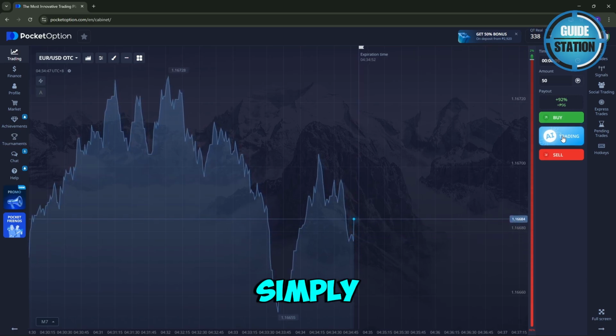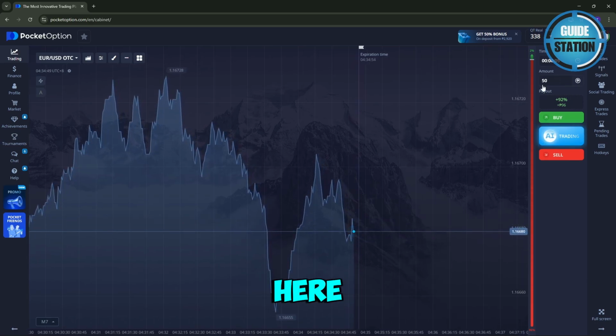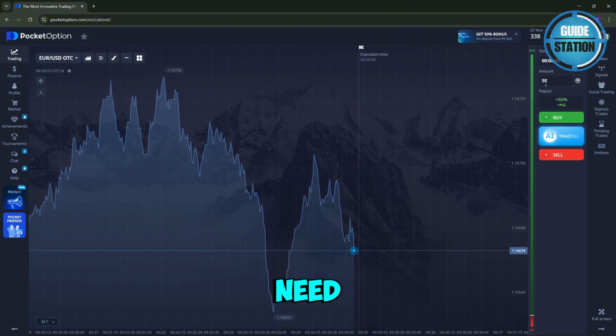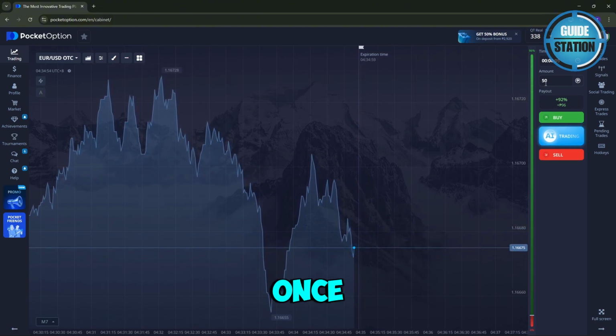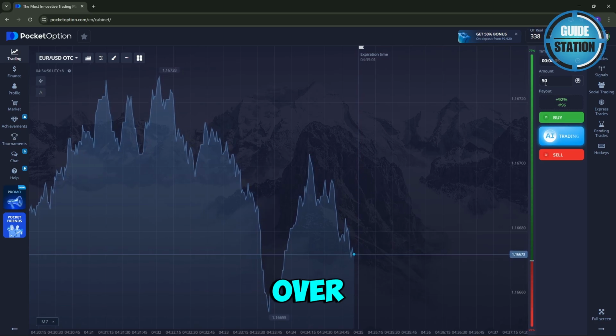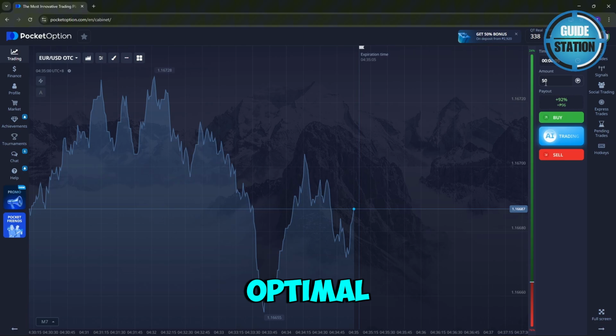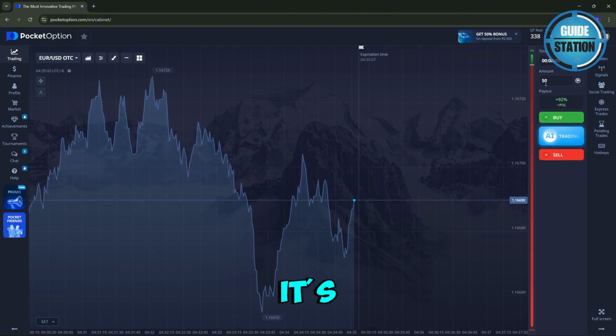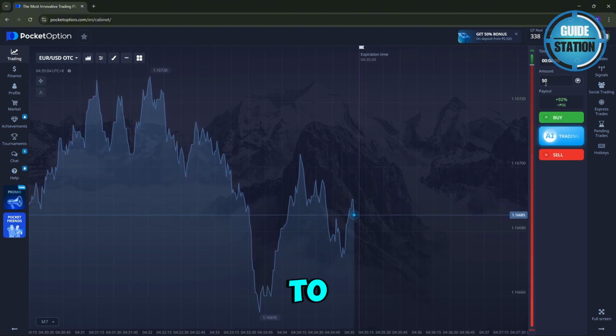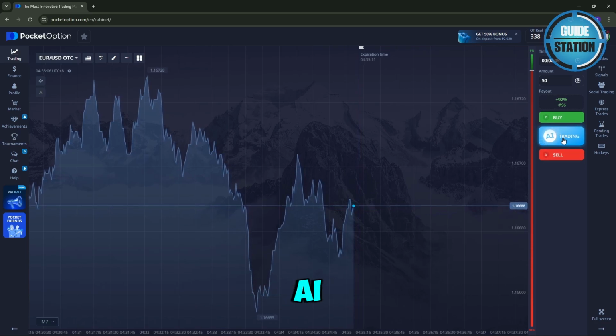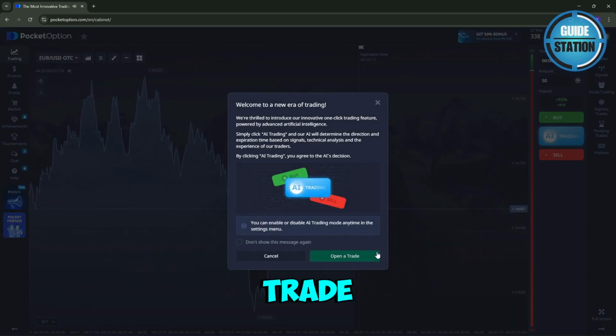To get started, simply select your trade amount from here, because that's the only thing you need to set manually. Once you do that, the AI takes over. It will instantly analyze the market and decide the optimal direction for your trade, whether it's a buy or a sell position. To get that started, just simply click AI Trading and choose Open a Trade.